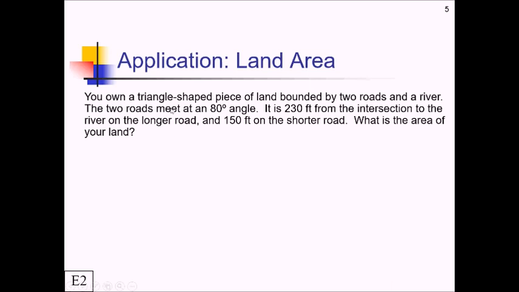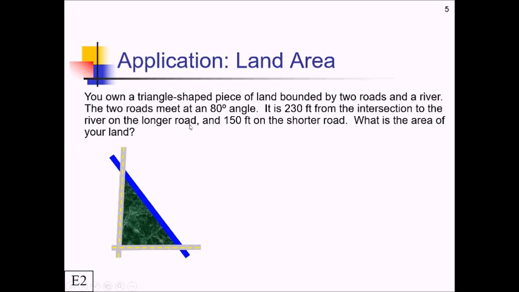Let's say you own a triangular-shaped piece of land bounded by two roads. So there's one, there's two, and we have a river as the third boundary. There's your land. Looks beautiful. And these two roads meet at an 80-degree angle, which is easy enough to measure an angle where two things meet. Just need a protractor. Now, it's 230 feet on the longer road to the river and 150 feet on that shorter road.